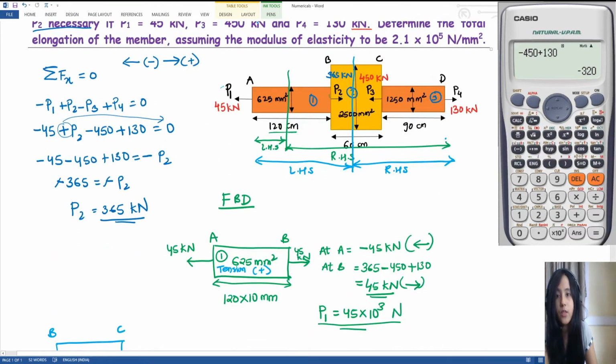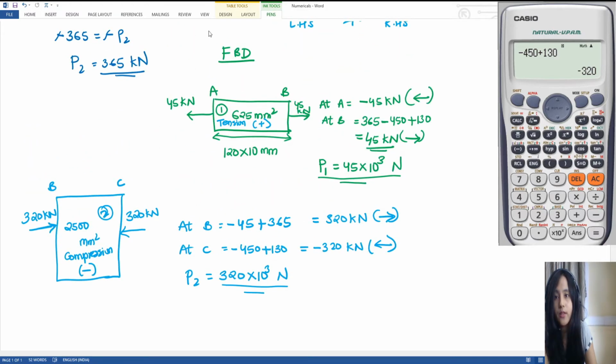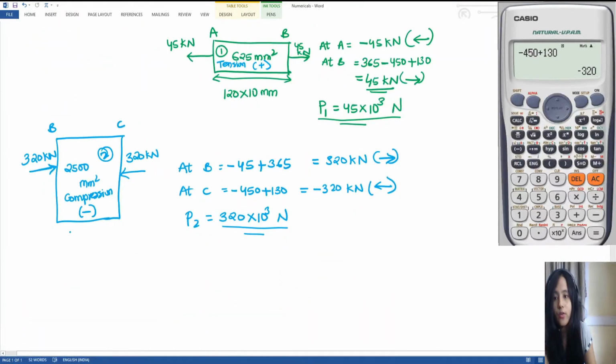Now let us find for the third section, CD. For CD, oh, I forgot to mention the length of this section here, BC. So length of this section is 60 centimeter, right? So it is 60. If I convert it into mm, this length will be equal to 60 into 10 mm. Length becomes this much, right?